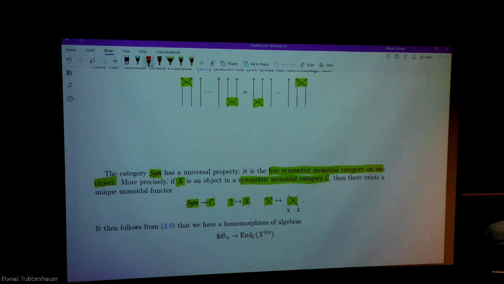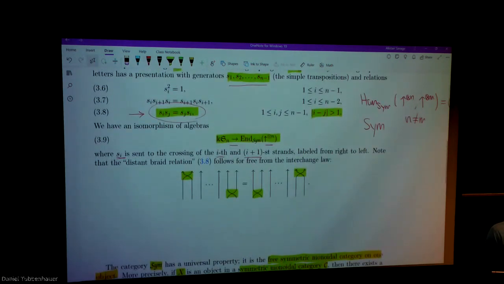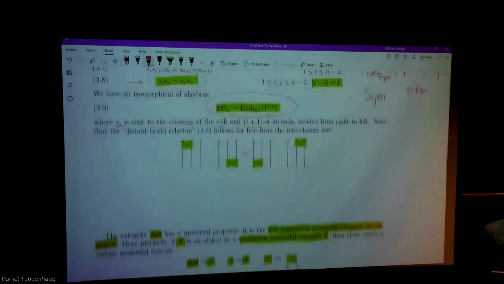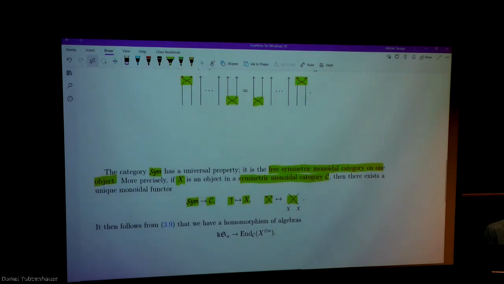And so it follows from this that any time you have a symmetric monoidal category and you fix some object X, this functor that exists by the universal property immediately induces a homomorphism of algebras from the group algebra of the symmetric group to the endomorphism algebra of the n-fold tensor product of X. Okay. So this is one thing we get immediately from the universal property.